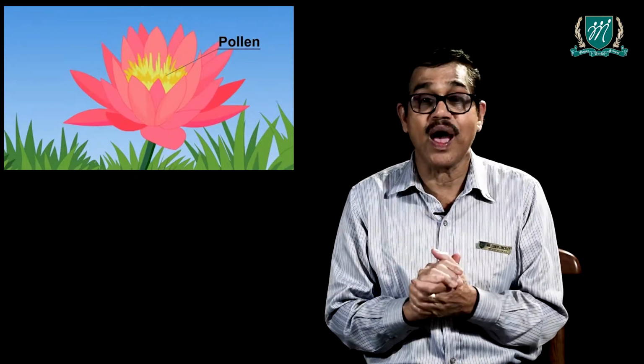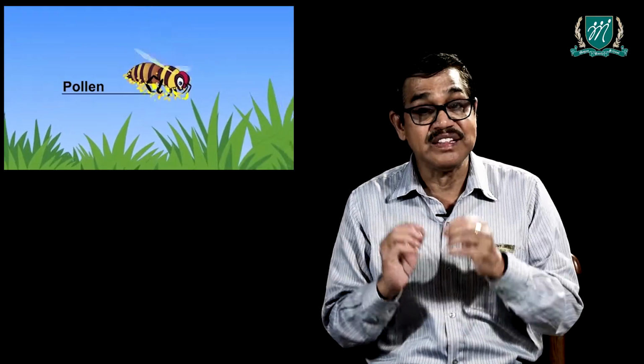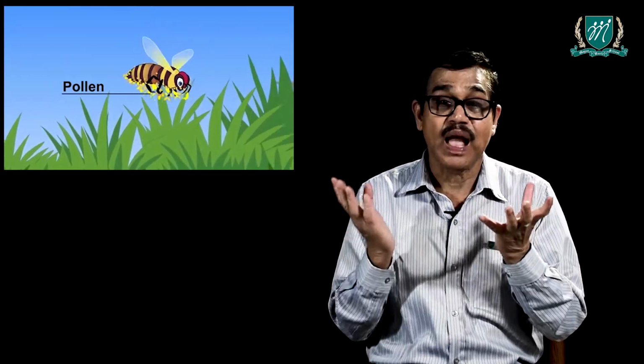The flower also has the male part called the stamens. The stamens have the anthers, which have the pollen grains, which are the male gametes. And then in the center of the flower is the carpel, the female portion of the plant.